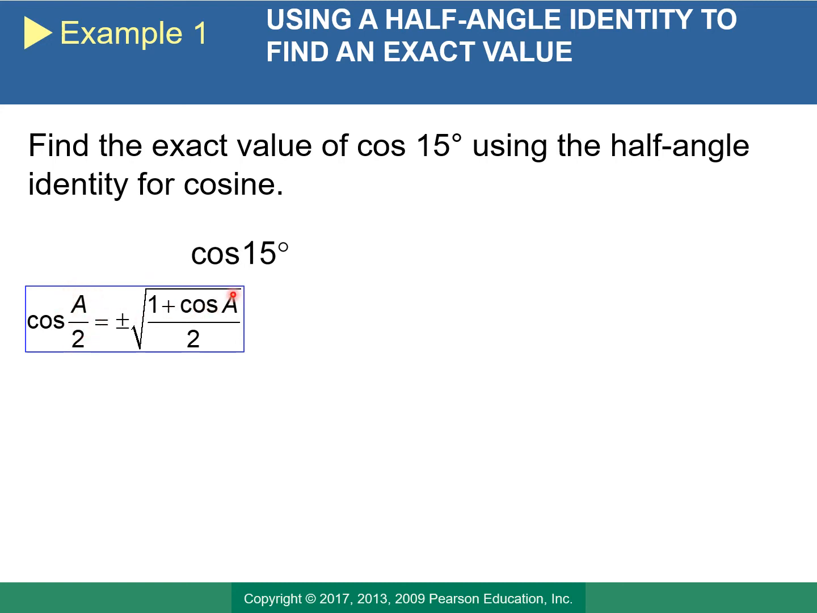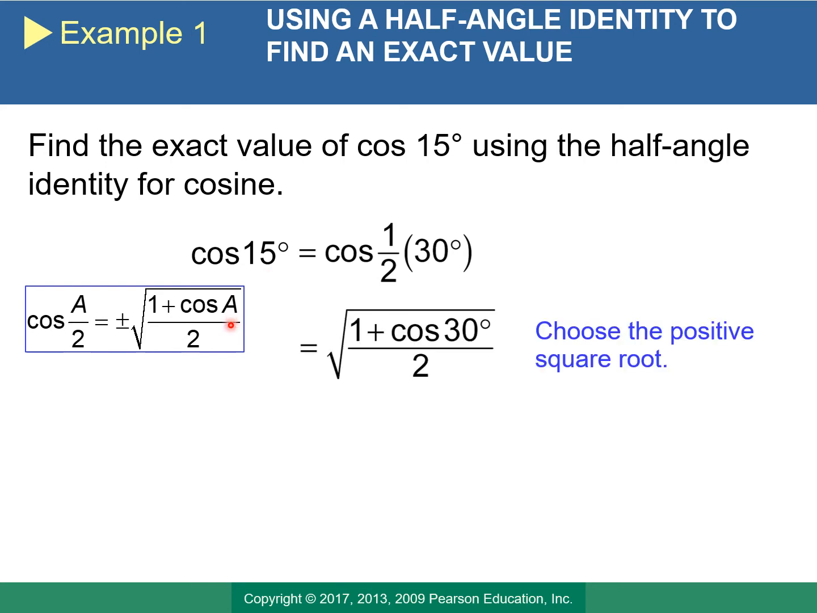Inside the formula, you need cosine of the angle A. So you just have to think, 15 is half of the angle I'm looking for, which means we're actually interested in cosine of 30 degrees. Half of 30 degrees is in fact 15, and in our formula, we're going to put a 30 where there's an A. So we get the square root of 1 plus cosine 30 degrees over 2.